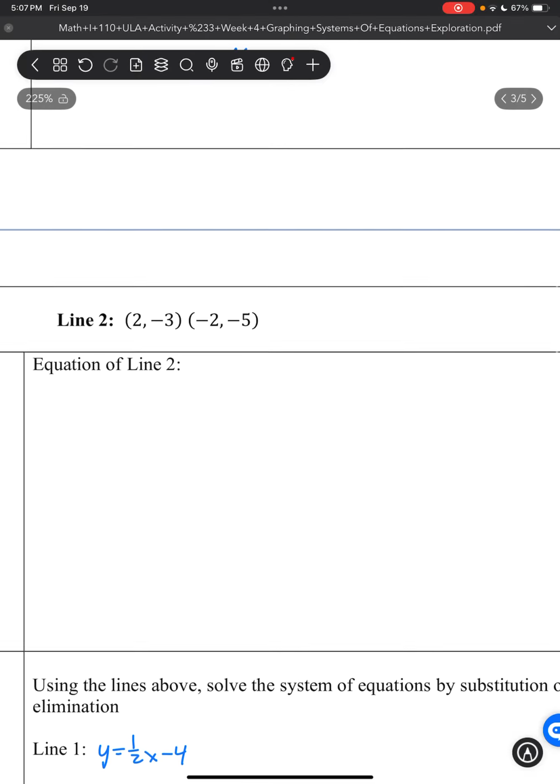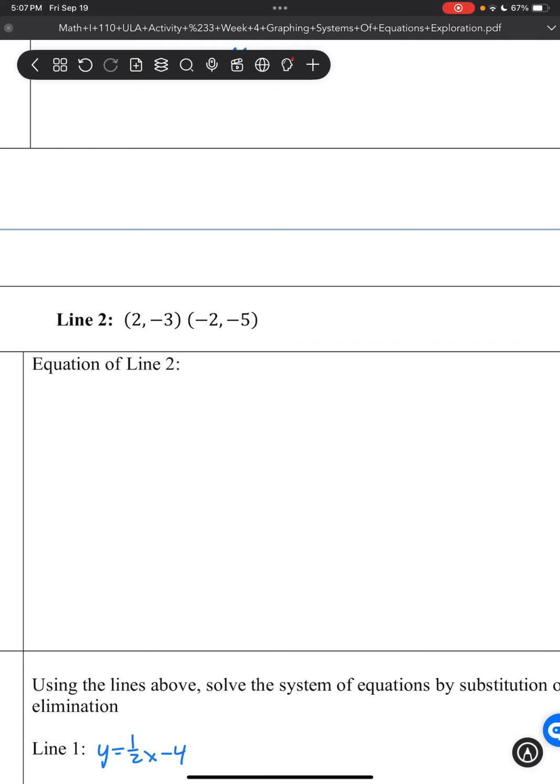All right, moving on to our line 2. They don't give us an intercept, so we will have to find that. Let's find our slope first. We have -5 minus -3 over -2 minus 2. I'm going to just get these signs figured out. We have -5 plus 3, so -2. -2 plus -2 is -4. It's going to be a positive 1/2 again, right? Because we're dividing two negatives.